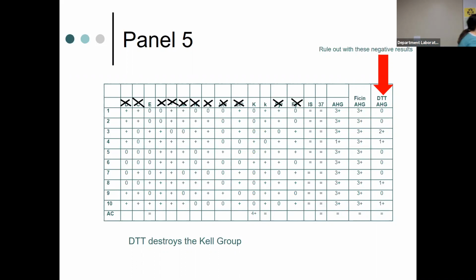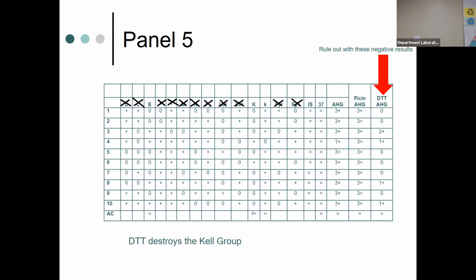It gets really confusing if I were to add another column in there with check cells, because then it would be confusing what you're really looking at. Are you looking at your check cell reactions, or are you looking at your patient plasma reactions? So for this presentation, it's understood that all negative AHG reactions are check cell positive, all right?